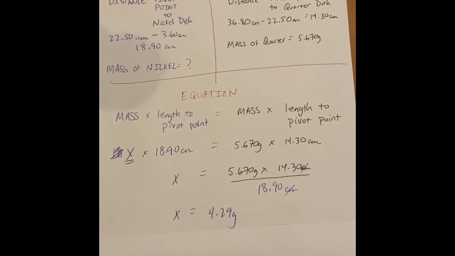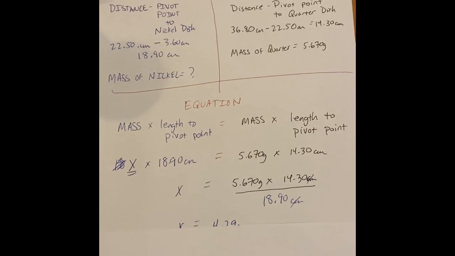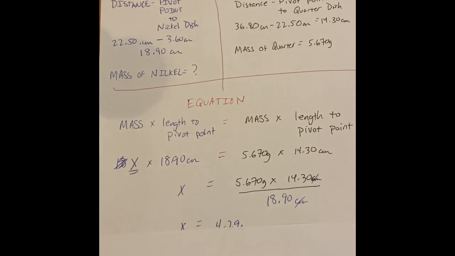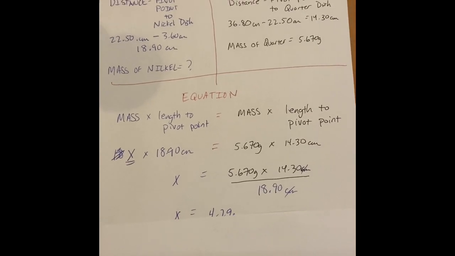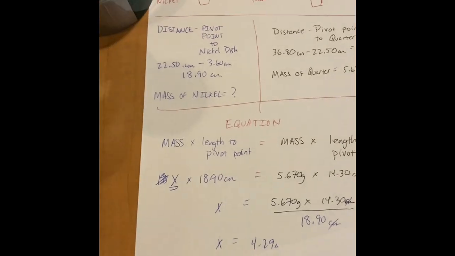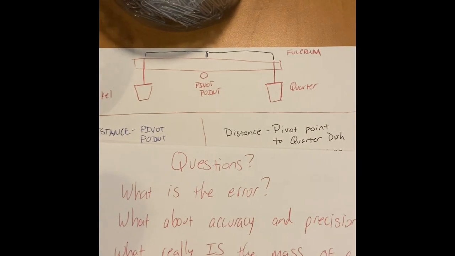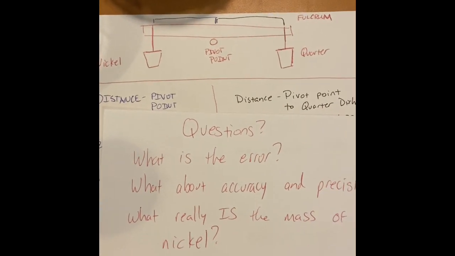According to the US Treasury and the US Mint, it should be, for brand new nickels, exactly 5.0 grams. That means we're off by about 14%. So it turns out there are some questions that we have to ask ourselves. So here we go. Number one, what's the deal with the error?